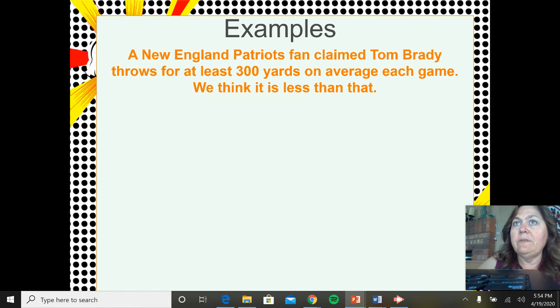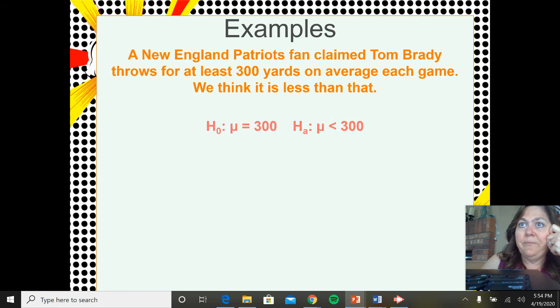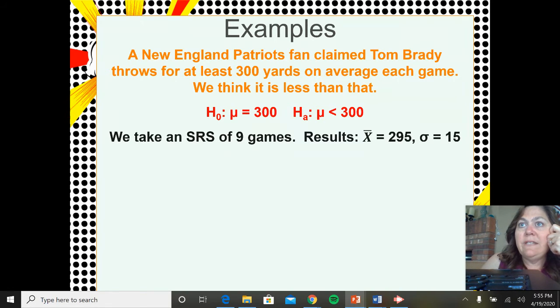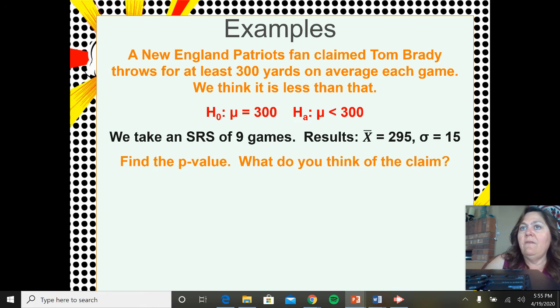So here we go, a couple of examples. A New England Patriots fan claimed that Tom Brady throws for at least 300 yards on average each game. We think it's less than that. So H0 is that mu is 300. We think it's less, so HA is mu is less than 300. We're going to take an SRS of 9 games, and this is just data I made up. The mean was 295 and sigma is 15. Find the p-value, and let's see what we think of the claim.